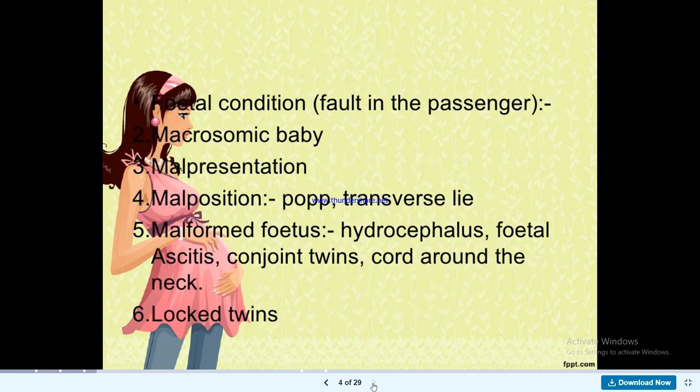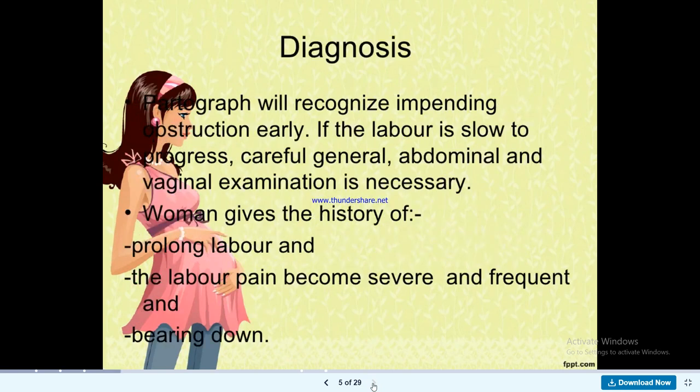Fetal conditions, that is fault in the passenger: macrosomic baby, that is a good size large baby with a big head, malpresentation, malposition, occipito-posterior position, transverse lie, malformed babies, that is hydrocephalus, when there is water in the ventricles of the skull, fetal ascites, conjoined twins, twins which are joined together, cord around the neck, and locked twins, the twins which are blocking the way in the birth canal.